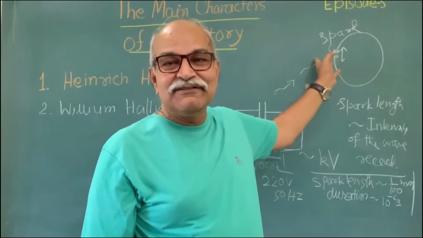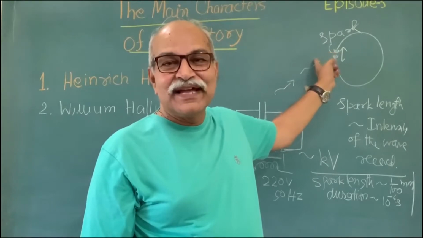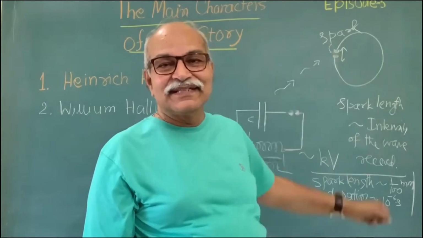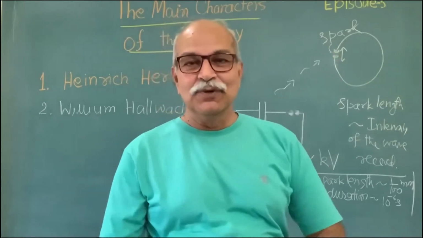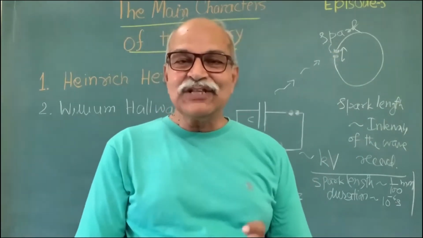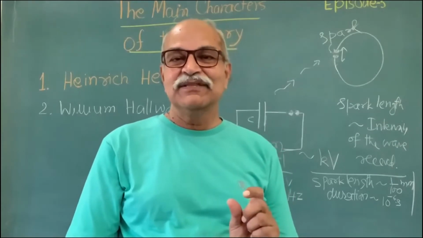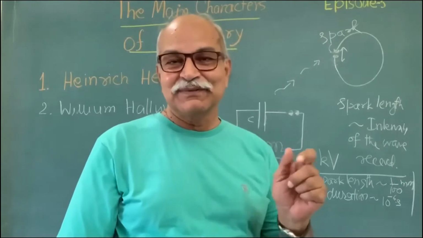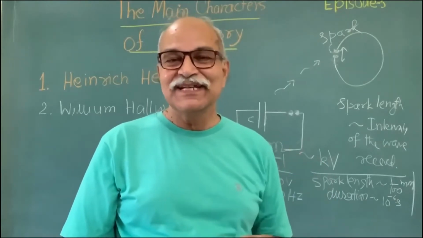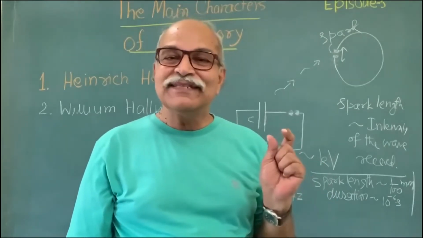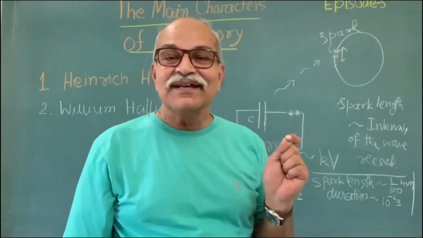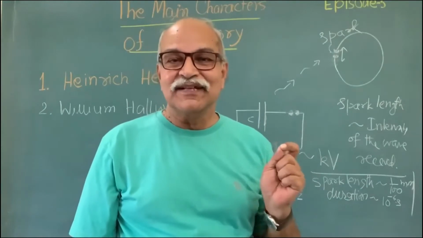This wave is coming from the primary circuit, and the adjustment of this length was his tool. So the length of the spark, the length of this gap, he could adjust using whatever mechanism he has put here. And how much is the maximum length that a spark can jump? That gives me the idea of the strength.